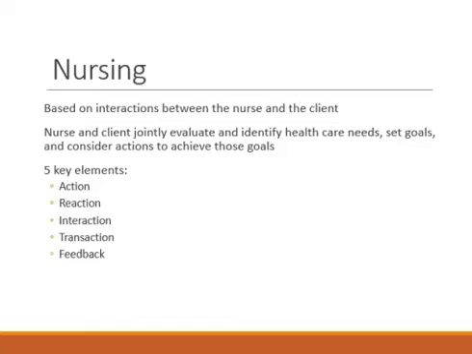So, nursing, like I've said previously, is a multifaceted process. That's going to include a range of activities such as the promotion and maintenance of health through education, the restoration of health through the care that we provide to the sick and injured, and preparation for death through care of the dying. The process of nursing in the King model includes 5 key elements, and they are considered to be central to all human interactions. So we have action, reaction, interaction, transaction, and feedback.